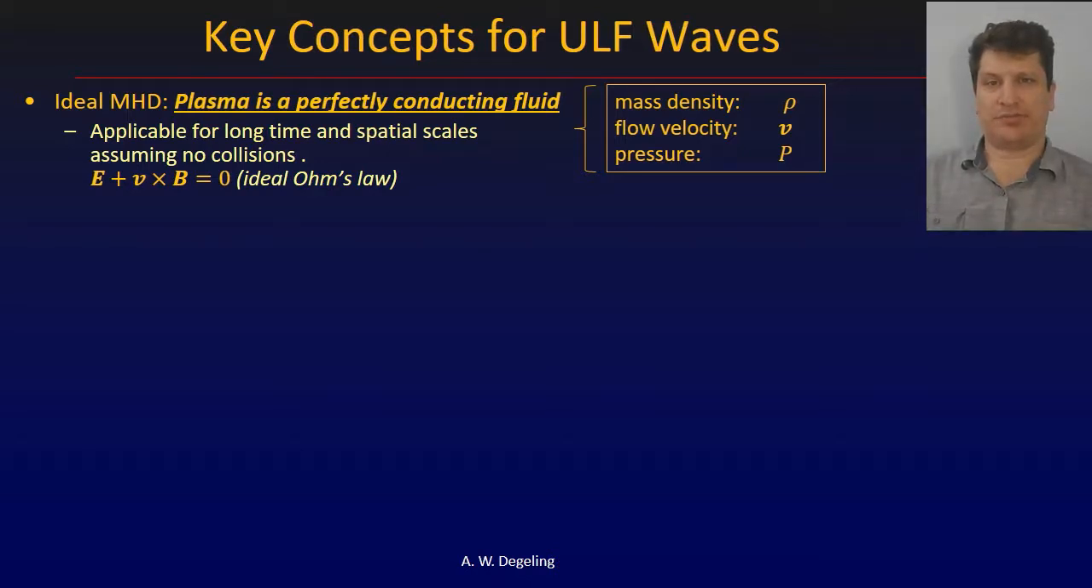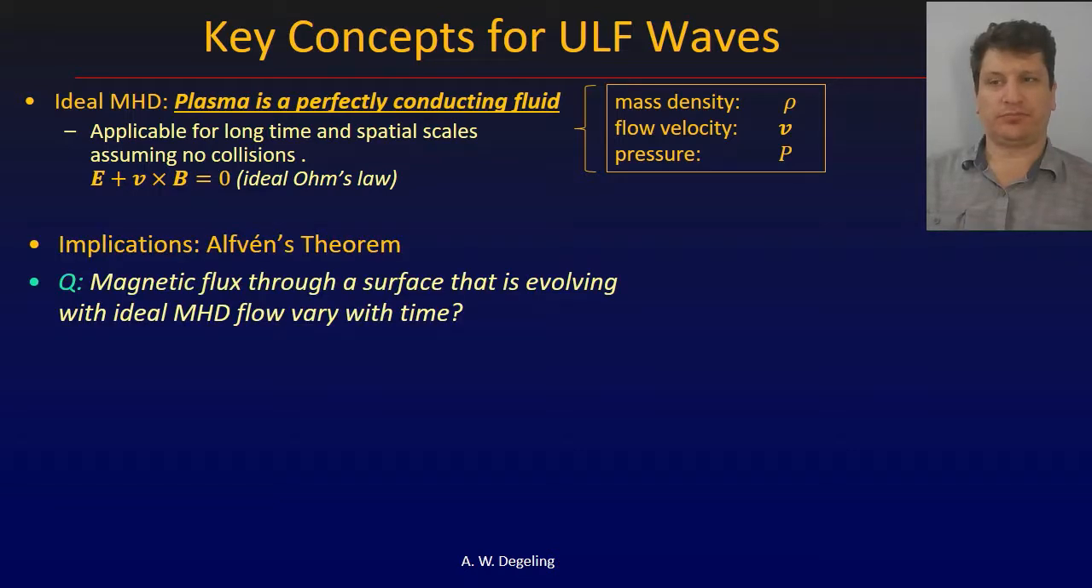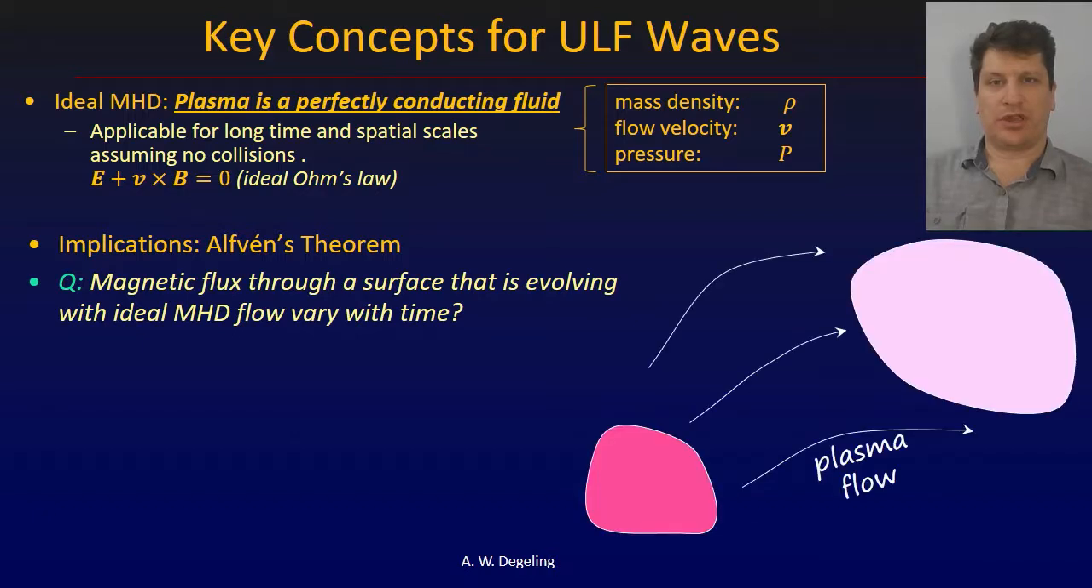This has an important implication known as Alfvén's theorem, which answers the question, by how much does the magnetic flux through a surface change as the surface moves with the plasma flow as a function of time. It can be shown that for ideal MHD flow, the change in magnetic field according to Faraday's law is balanced by the change in the area of the surface under the flow. So the total flux remains constant.